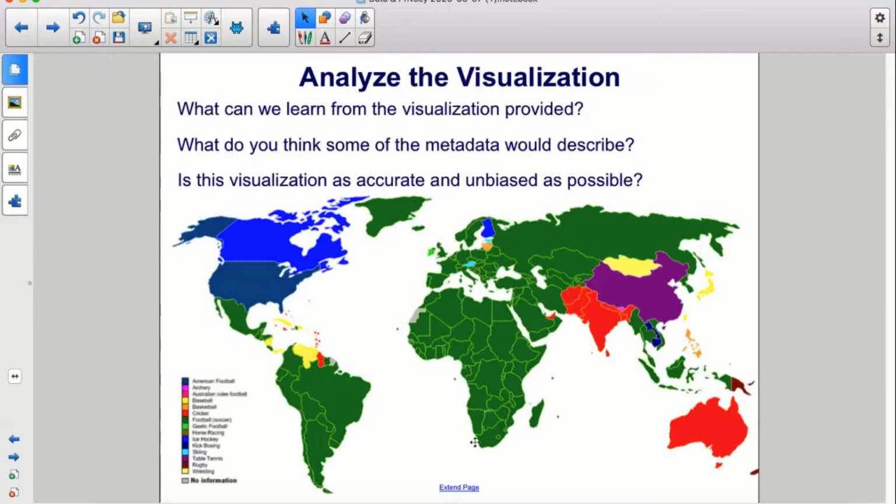Here we have a map of the world, and the countries are colored in based on different sports. What can we learn from the visualization provided? What do you think some of the metadata would describe? Is this visualization as accurate and unbiased as possible?